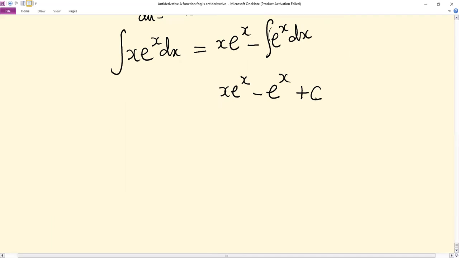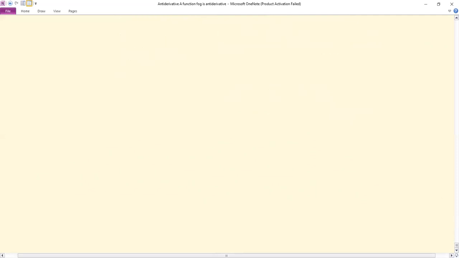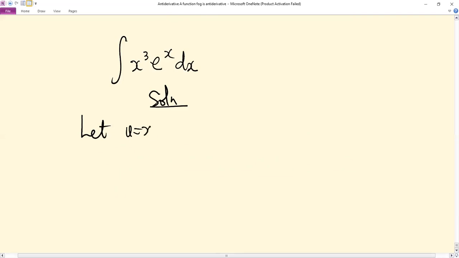So therefore, this gives us the solution to our problem. And lastly, integral of x power 3 e raised power x dx. Now we let, solution, let u to be x power 3 and dv to be e raised power x dx.